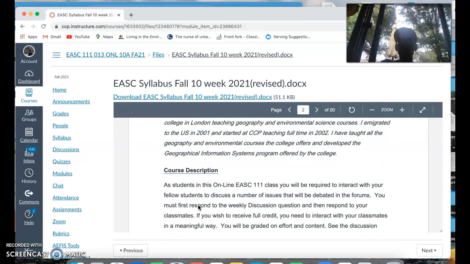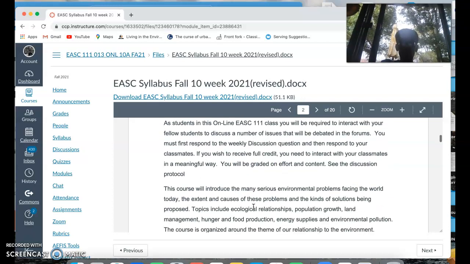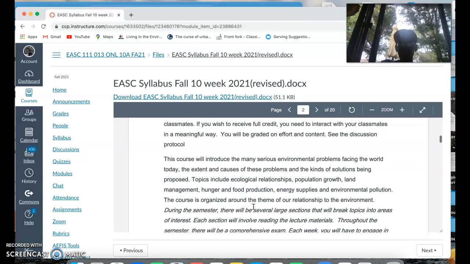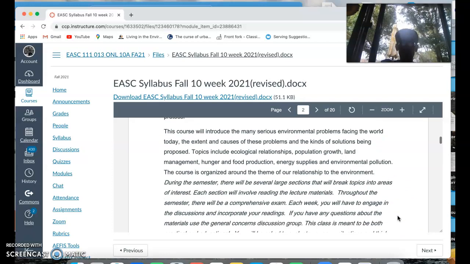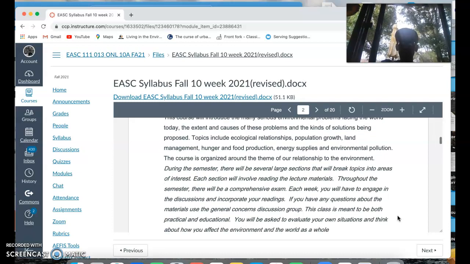And then the course description. It's an online class. You need to interact with your fellow students to discuss a number of important issues that you'll be facing. Okay? And the course is going to introduce you to many serious environmental problems facing the world today. And these topics include a number of different things which you can read. During the semester, there are several large sections which are broken into topic areas. Okay, so hopefully you'll find something that is interesting. This class is meant to be both practical but also educational.